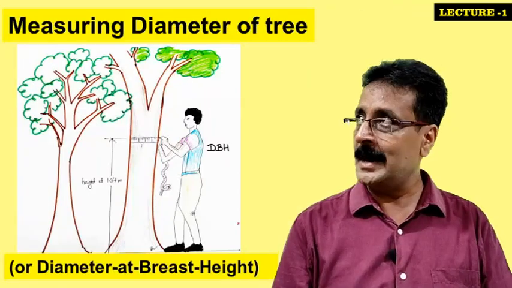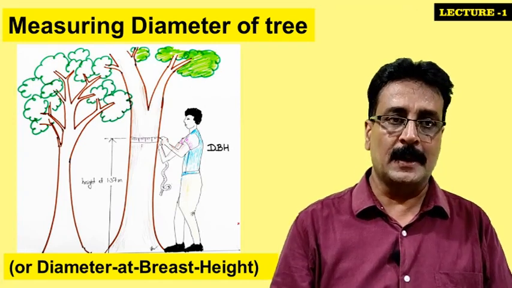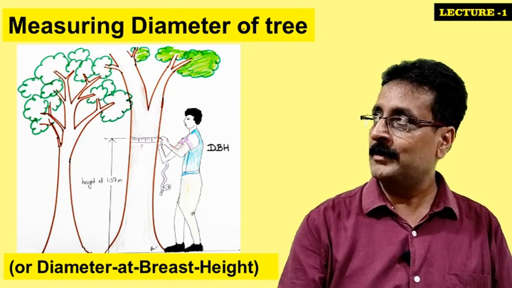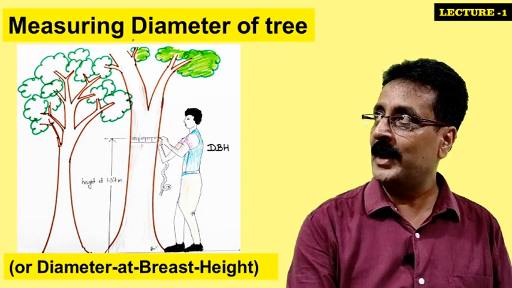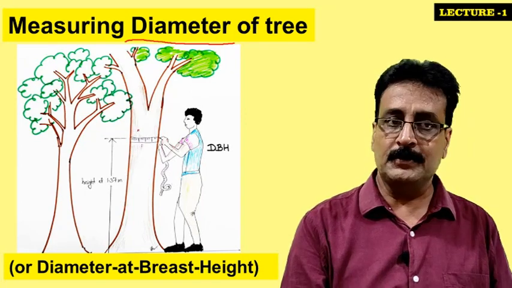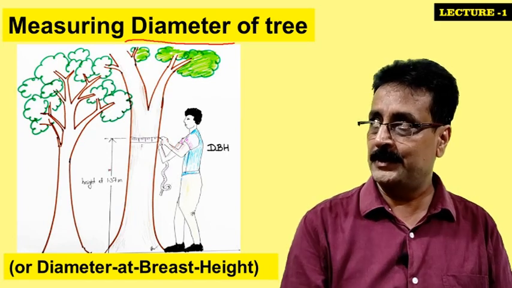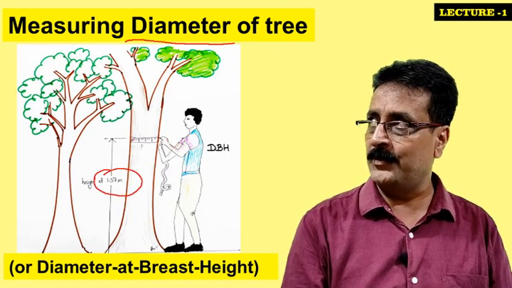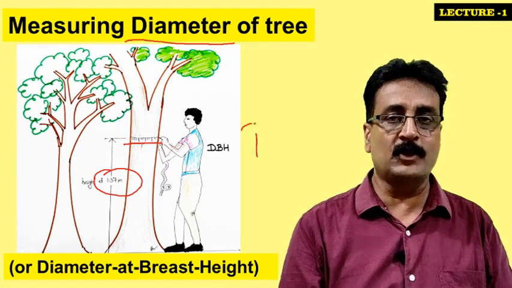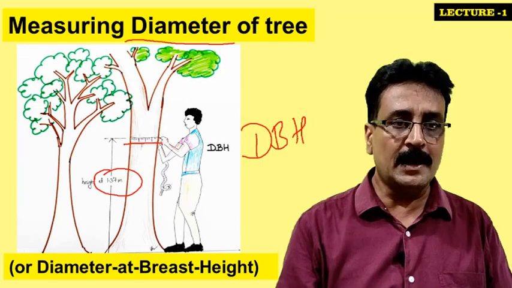Now, as I want to give a short introduction about forest mensuration, let's come to what we measure. For example, we measure the diameter. Diameter is very important. We measure the diameter at a standard height, which is 1.37 meters. At 1.37 we measure the diameter at breast, and we call it DBH. It means diameter at breast height.